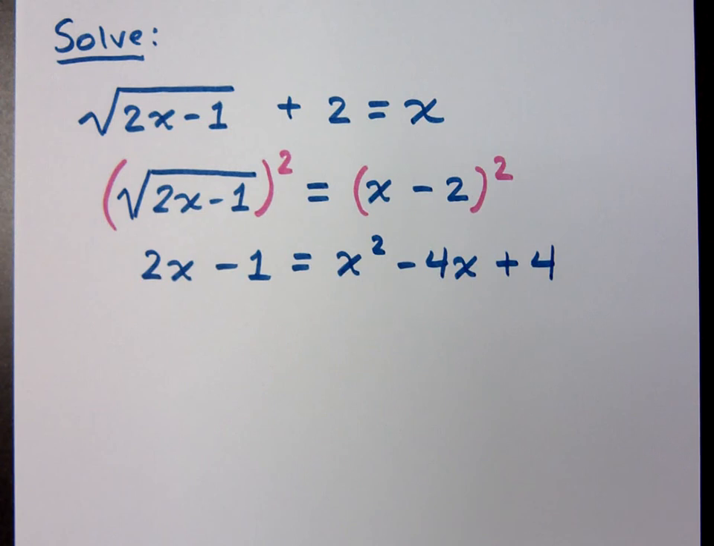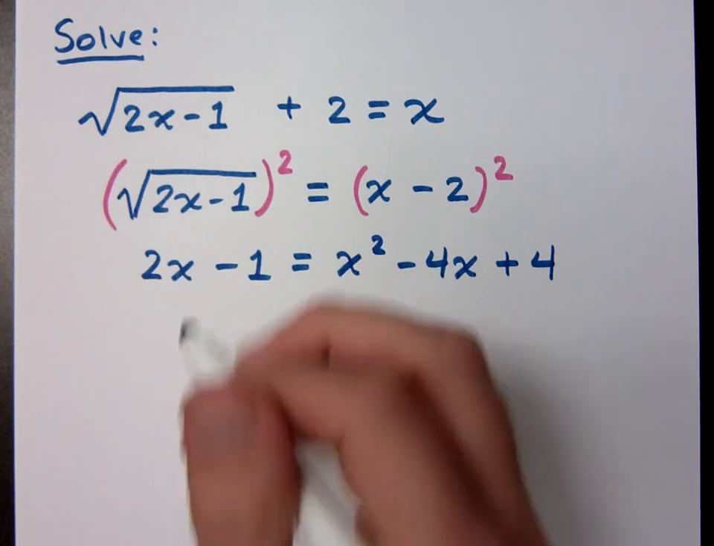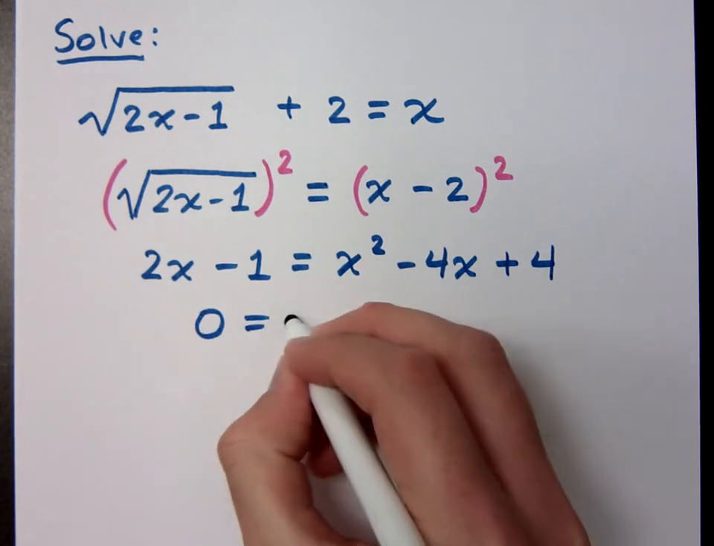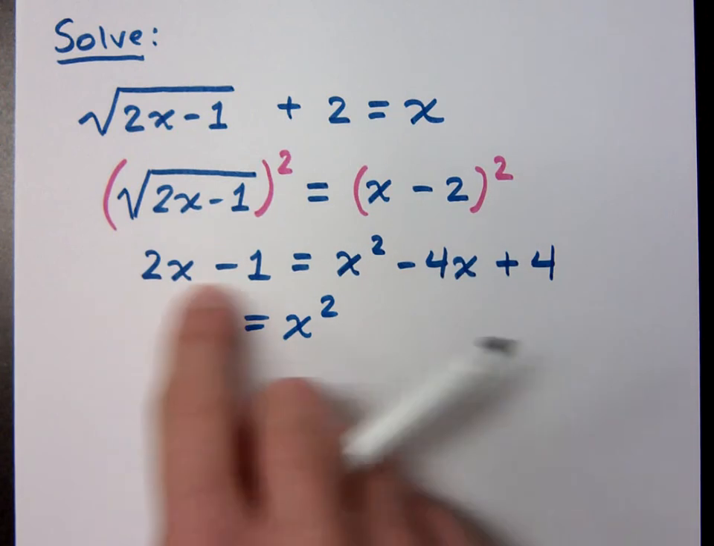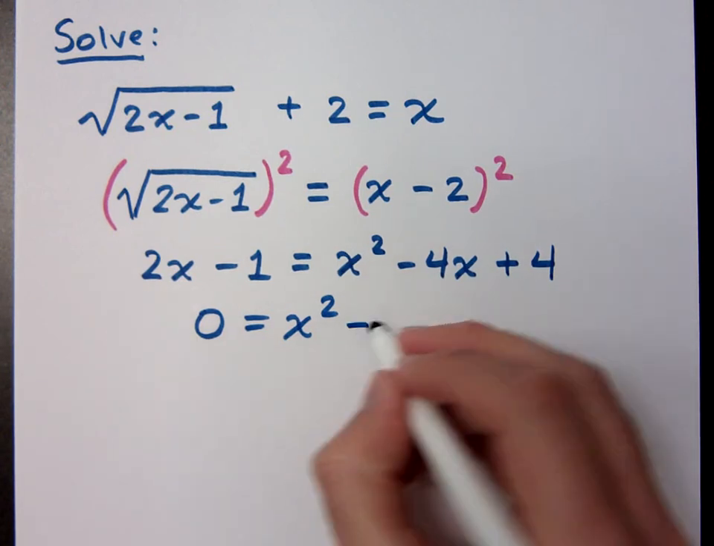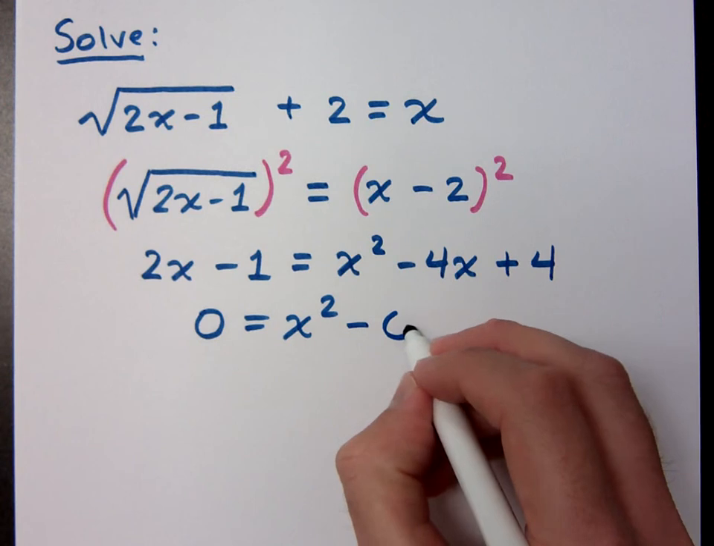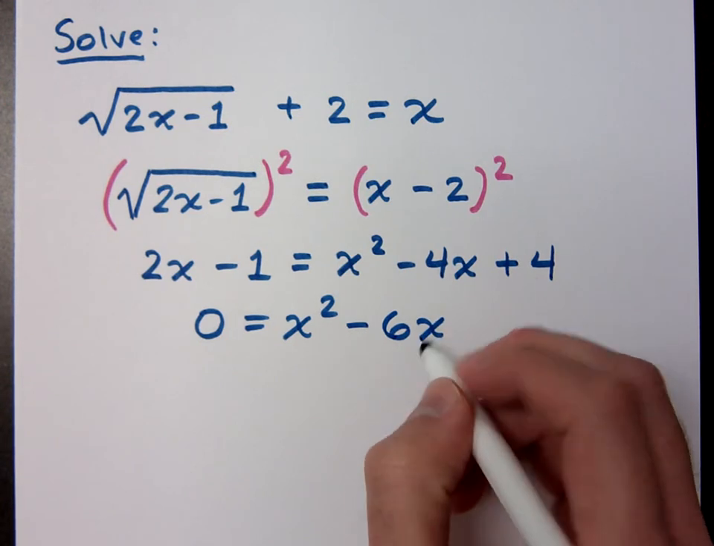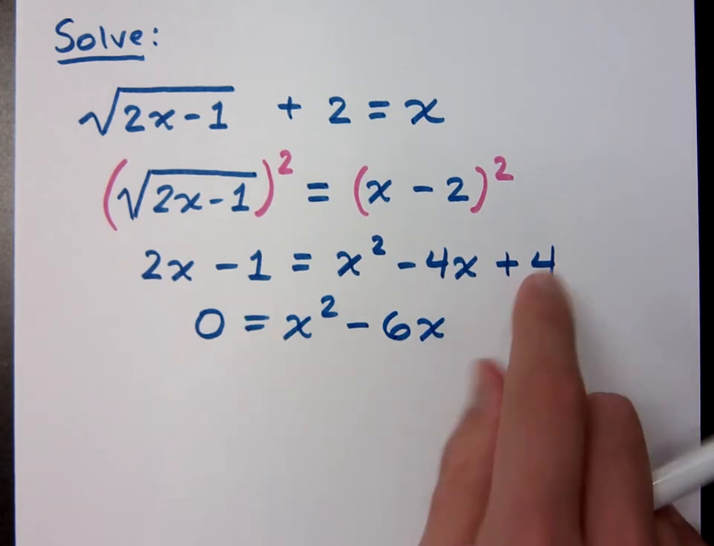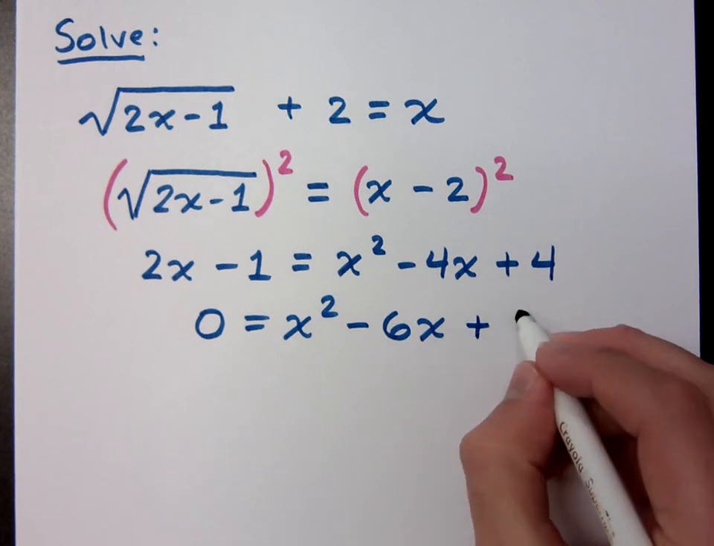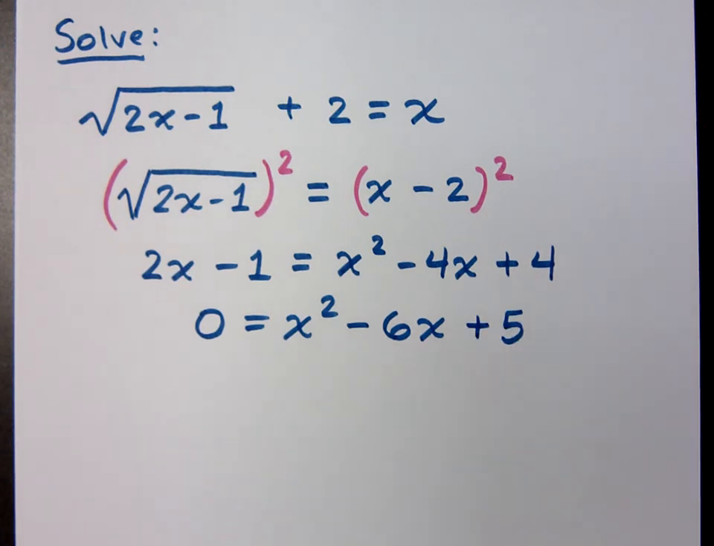Okay. This equation is quadratic or linear? You tell me. Quadratic. Since it's quadratic, what am I going to do? I'm going to use the 2x and add 1 on the other side. Okay. So the x squared doesn't change, but when I subtract the 2 over, I get what? I get minus 6x. When I add the 1 over, I get what? I get plus 5. Okay.